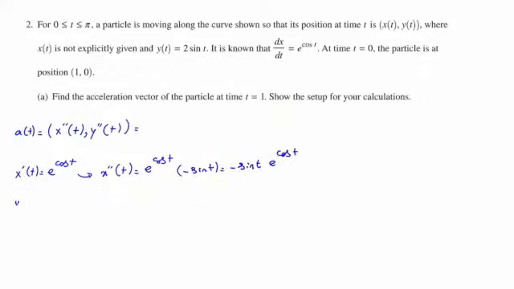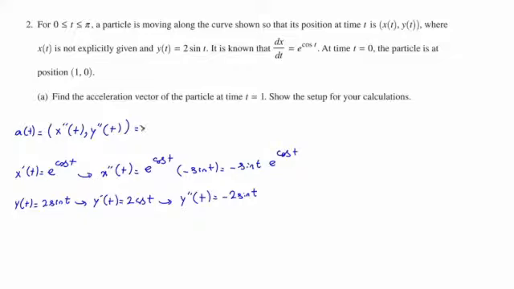y double prime is what? y of t equals 2 sin t from the assumption of the problem. And here we can consider y prime of t equals 2 cos t, and y double prime of t equals negative 2 sin t. Okay?